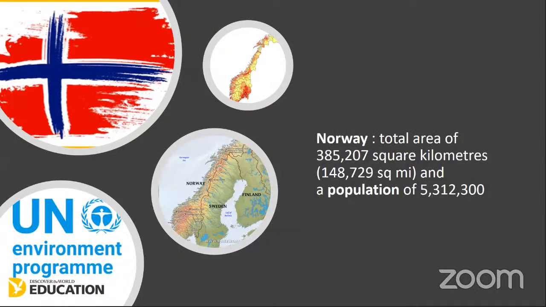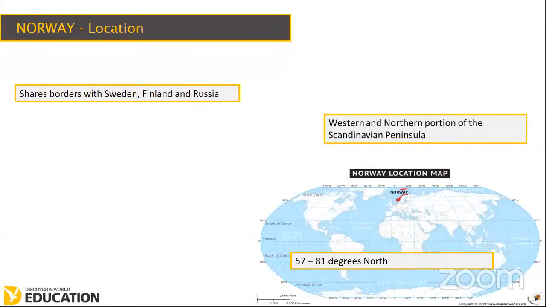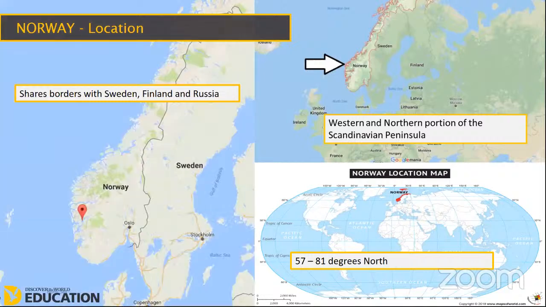So a little bit of background for you. Norway has a total area of 385,000 square kilometres-ish, a population of around about 5.3 million. Much of its landscape is quite mountainous. It borders with Sweden, Finland, and Russia. It's on the western and northern portion of the Scandinavian peninsula, and it sits at around about 57 to 81 degrees north. So it is quite northerly in terms of its location.